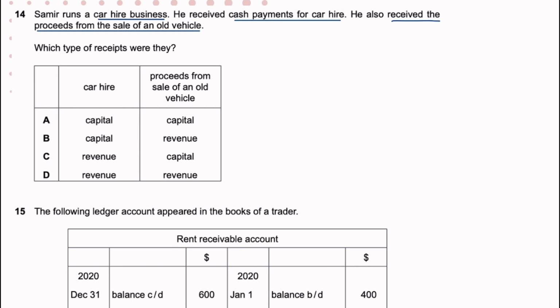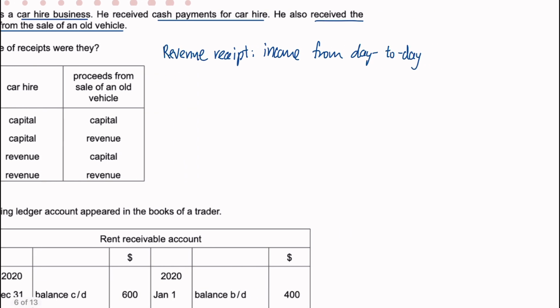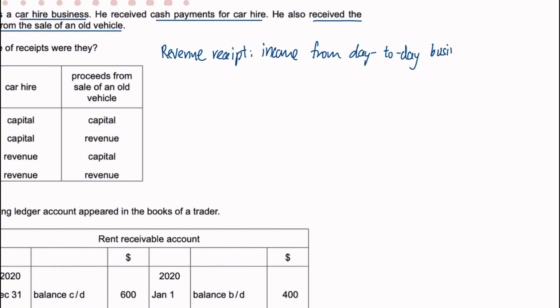So, before that, you need to know there are two types of receipts. First is revenue receipt, which is the income you earn from day-to-day trading activities. So it's like the day-to-day business activity, right? From selling of goods. So it's like your cash sales.